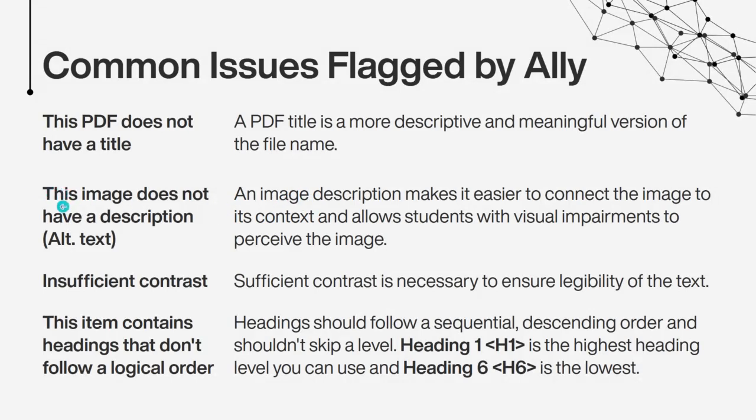So, image does not have a description. We played around with alt text a little bit. So an image description is there, as the screen reader is reading it, to seamlessly integrate the image into the content and context as well, because it allows students who otherwise would have trouble viewing the image to be able to perceive that content through other mediums.